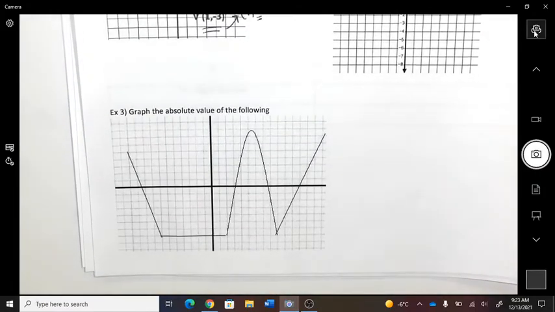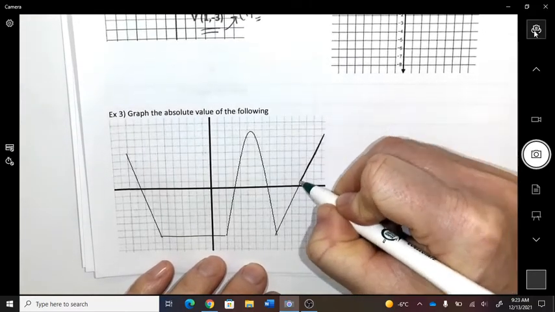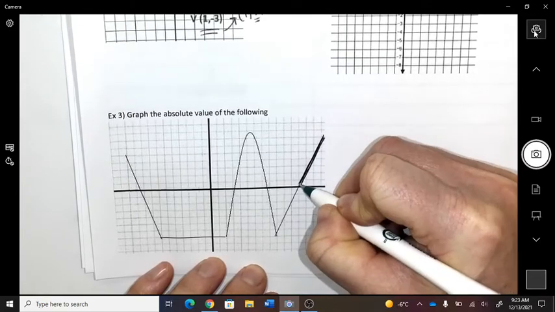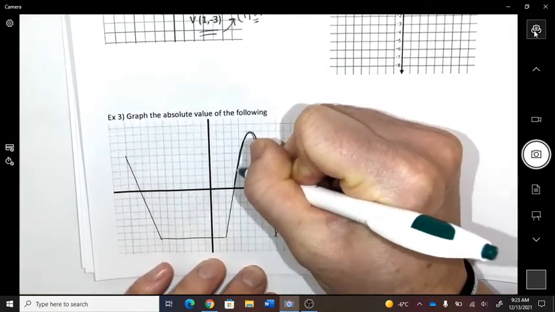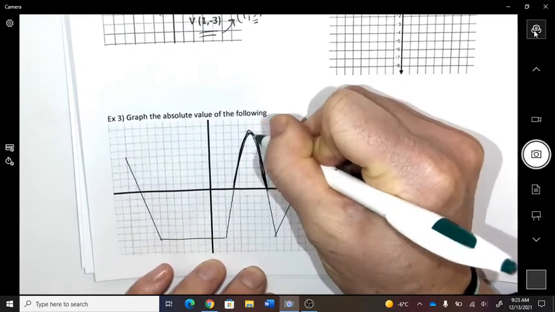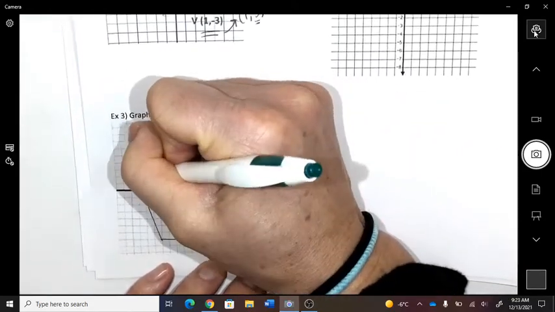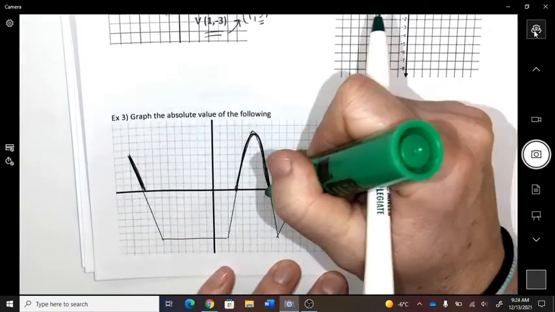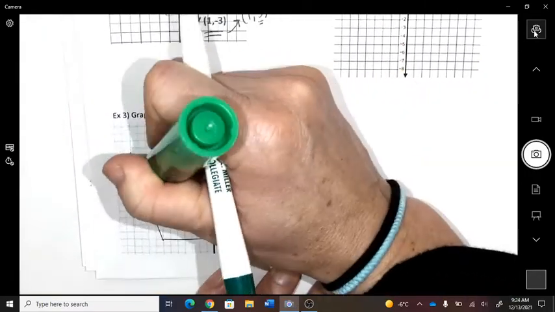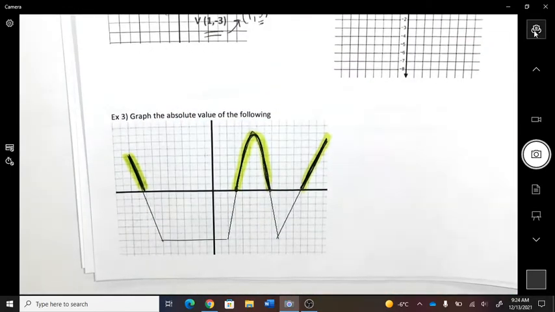So where on this graph will I overlap because it's not going to move? So anything positive or 0, that's all going to stay. There's 1, 2, 3 sections that don't move.